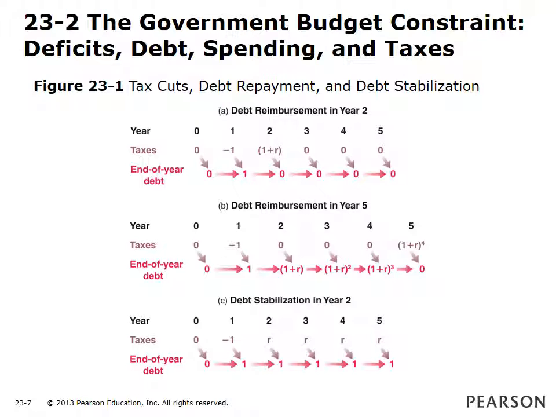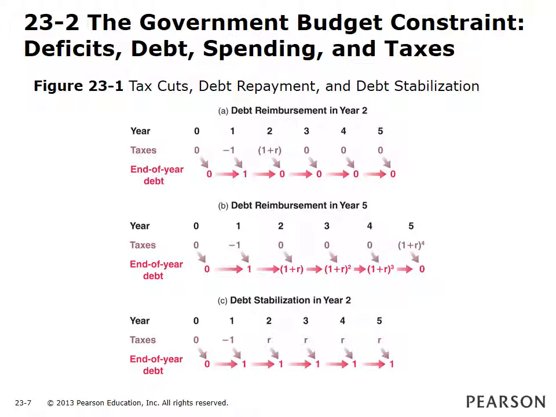A. If taxes are cut by $1 in year 1 and repaid the next year, taxes have to be higher by 1 plus R in the second year. B. If taxes are cut by $1 in year 1, debt increases in each year till it is repaid in year 5. Taxes have to go up by (1 plus R) to the power of 4. C. If taxes are cut by $1 in year 1 and the debt is stabilized after that from year 2 at $1, but it is not repaid, then taxes will have to be higher by R in each year from year 2 on.